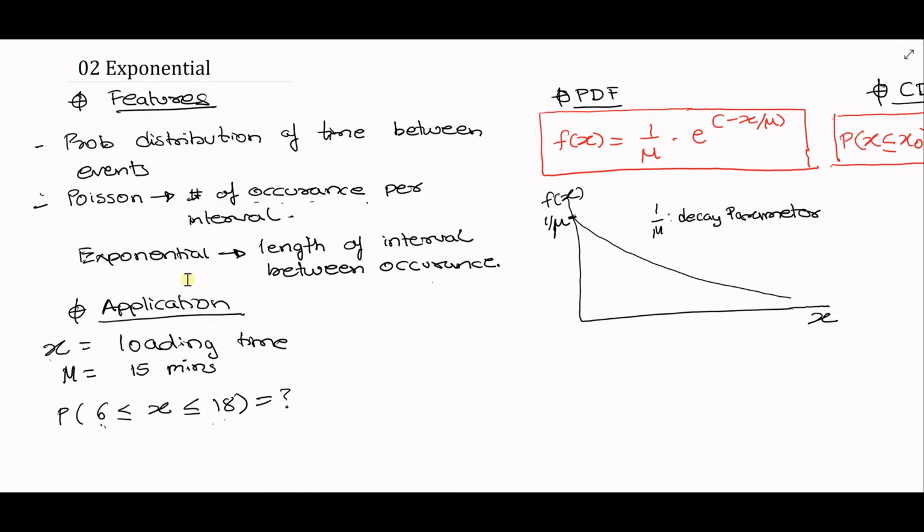The best way to understand any distribution is through an application. So let's take an application. Let's think about x as a random variable, and that x is representing the loading time at a dock, and on average the loading time is 15 minutes. Our interest is to find out the probability that x takes value between 6 and 18. So interpretation wise, what is the probability that the loading time will be between 6 and 18 minutes?